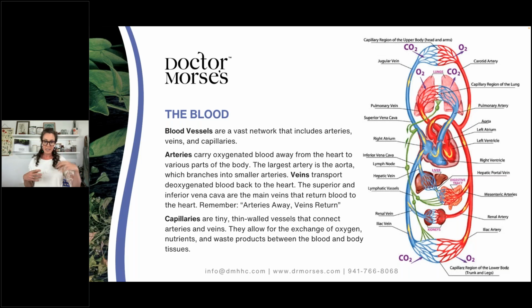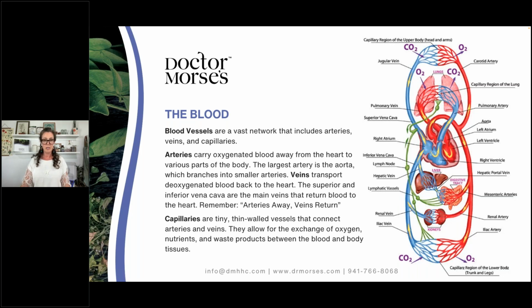Deoxygenated blood is then picked up right here, the blue, in the venous circulation. So the veins carry the deoxygenated blood. No oxygen in this blood. Carbon dioxide, metabolic waste products, all of that stuff is in here. And then it gets delivered to the heart to be reoxygenated.